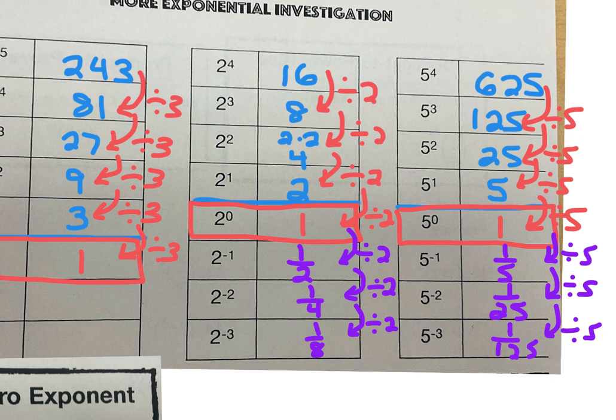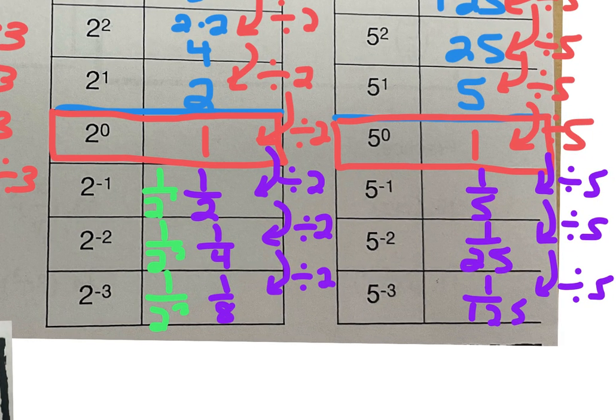Has anybody noticed that the negative exponents are just the reciprocal of the positive exponents? If I take a look at my 2's, this is the same as saying 1 over 2 to the first, 1 over 2 to the second, and 1 over 2 to the third. All I did was take my table from above and basically took the reciprocal below. As I take a look at my 5's, this is 1 over 5 to the first power, 1 over 5 to the second power, and 1 over 5 to the third power.